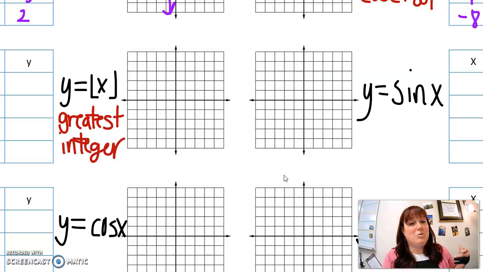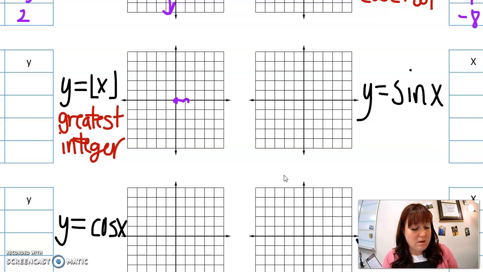This one we're not going to use the table for because you've never seen it before and you don't have any idea what it means. The greatest integer function basically just says you round down to the closest whole number. That's it. Just round down. So it looks like this, right? 0 rounded down to the closest whole number is 0, right? And 1/2, when I round 1/2 down, it's still just 0, right?